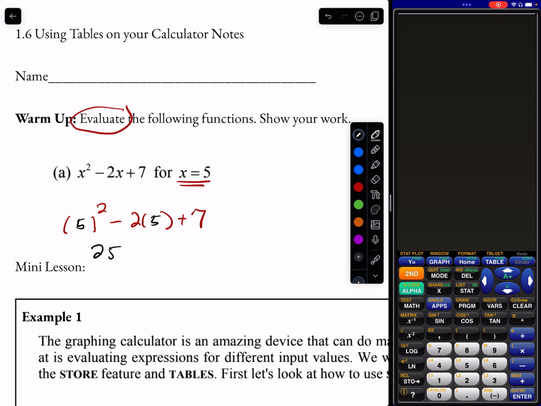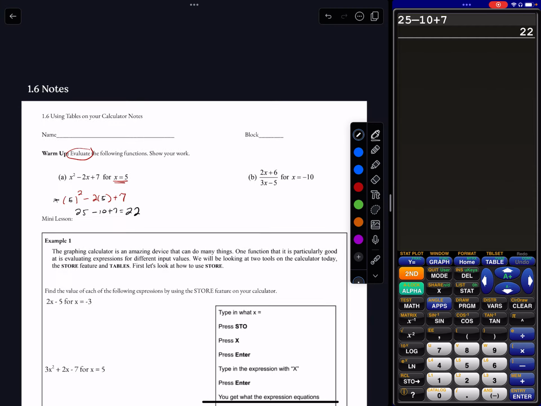This would be 25 minus 10 plus 7. All right, so 25 minus 10 plus 7, just to make sure you're adding and subtracting correctly. We end up here with the number 22. You can also enter it in just like that if you'd like.